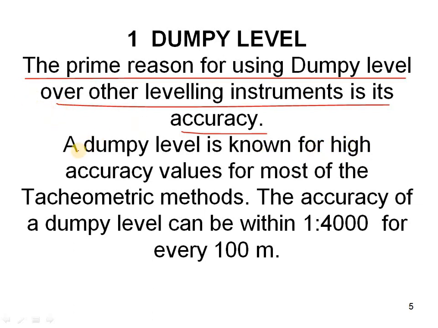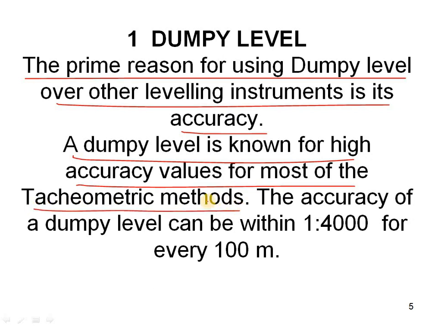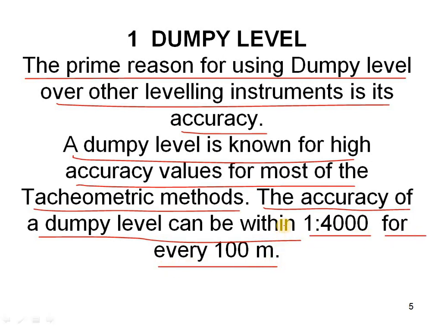A dumpy level is known for high accuracy values in most tachometric methods, which use a diaphragm. Higher accuracy means we can measure long distances very easily. The accuracy of a dumpy level can be within 1 in 4000 for every 100 meters.